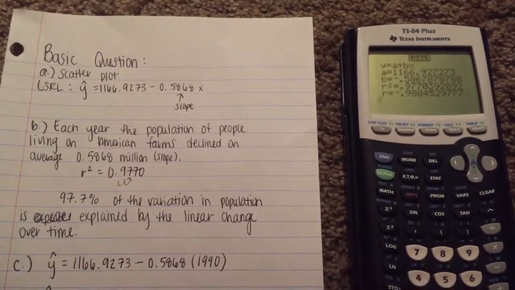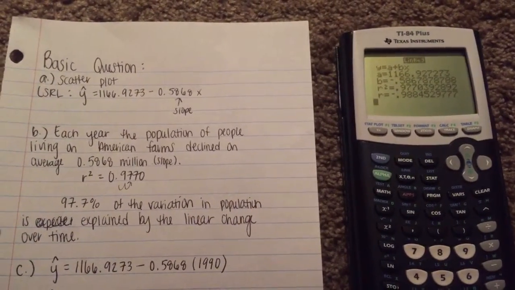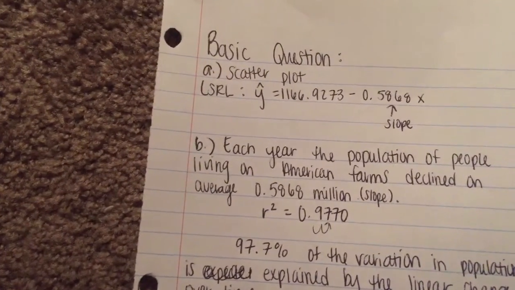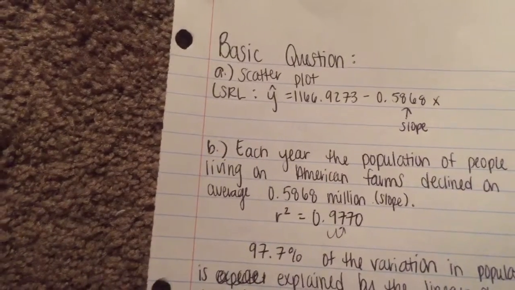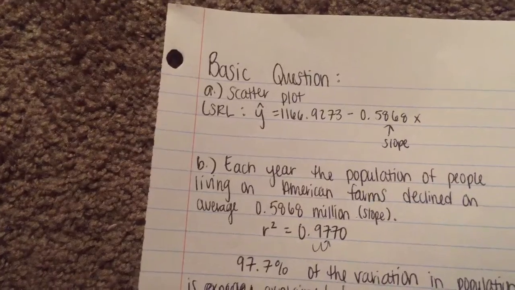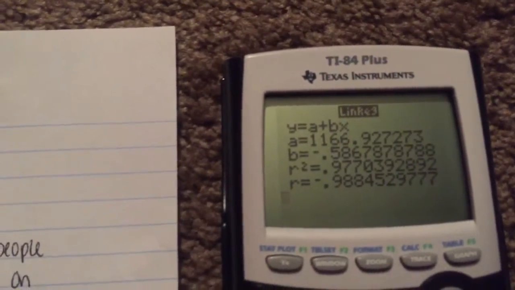The least squares regression line equation is y hat, which is the predicted value, equals a plus bx. So the equation would be y hat equals 1166.9273 minus 0.5868x, which is the slope. And you get that from your values in your equation.